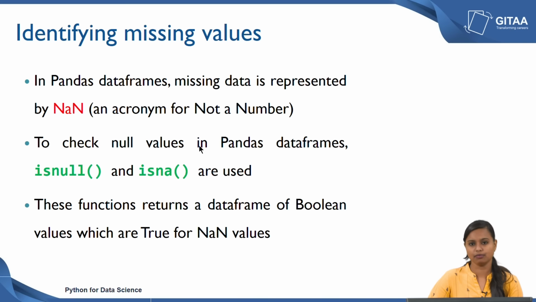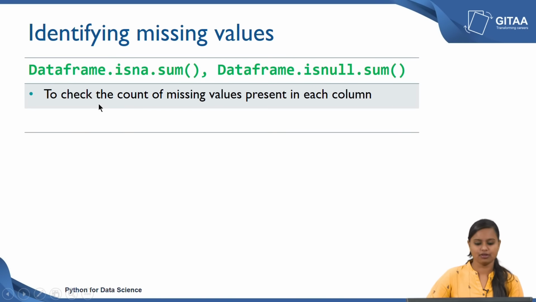Basically, you will get an output with only true or false values. Wherever you have NaN values, you will see it as true, and wherever you do not have NaN values, rather you have other values, then you will have the value as false. We will see now how to use these two functions. As I mentioned, isna and isnull are the functions that are used to check the missing values in pandas data frames. We are going to get the count of missing values present in each column.